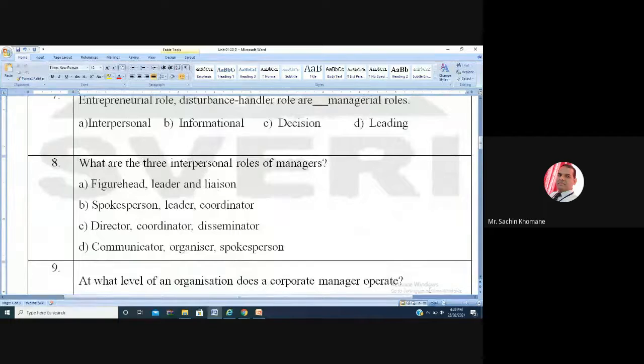Eighth question: what are the 3 interpersonal roles of a manager? I have told you the meaning of interpersonal role. Interpersonal role means communicating with people. That skill, that role you can say, is communicating. So what are these three options they have given?